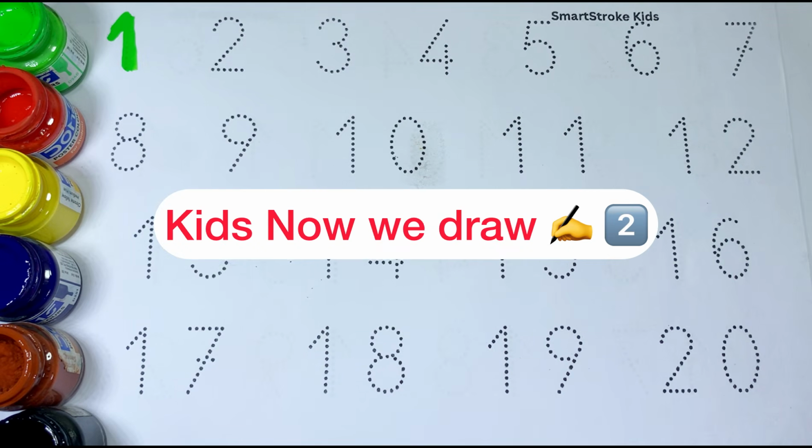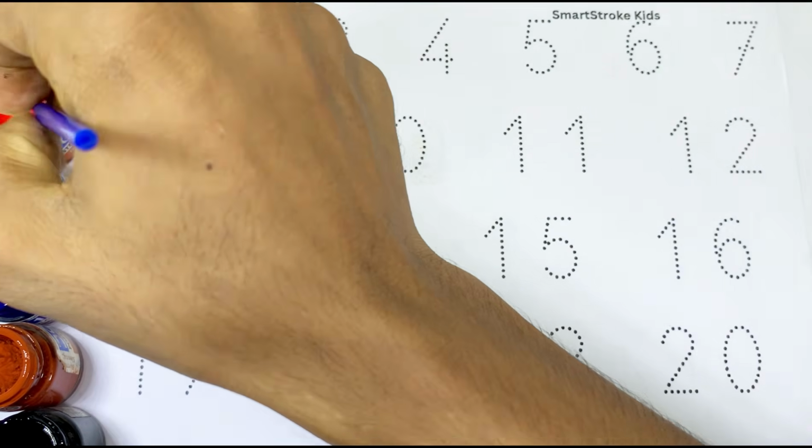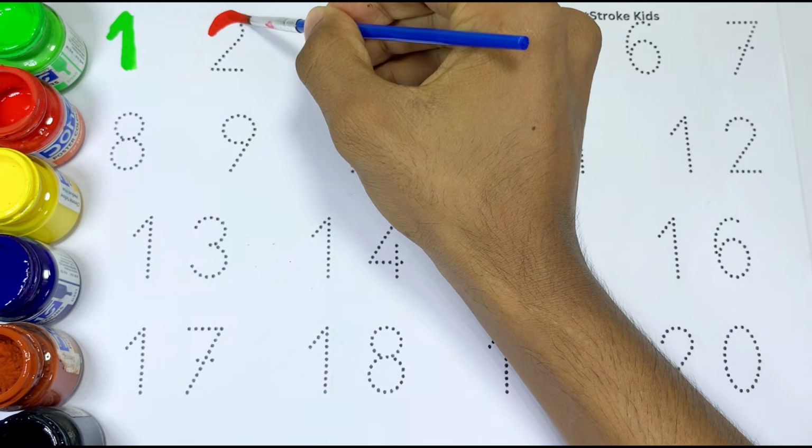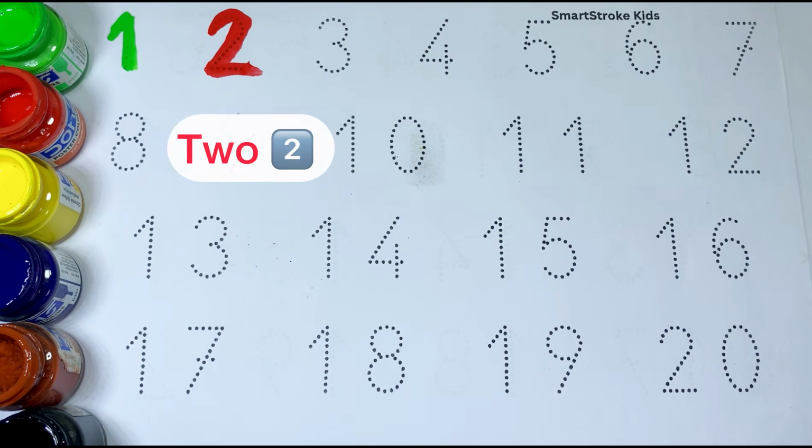It's now you draw 2, the numbers of 2, and use red color. 2, T-W-O, 2, the numbers of 2.